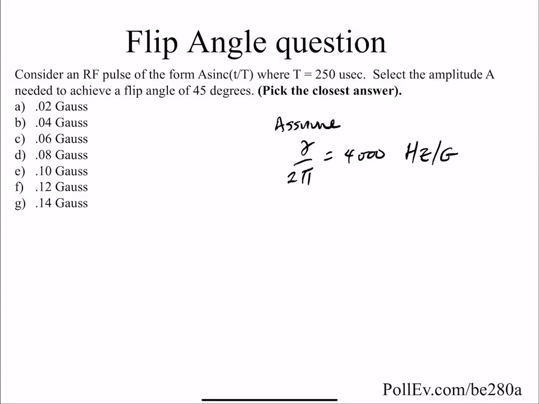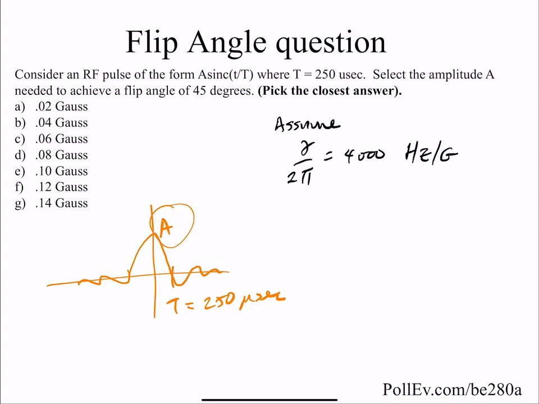So here's an example. We're going to try using Poll Everywhere today. This is the problem you have. You have an RF pulse of this form, A sinc(t/T), so it's going to look something like this, and T is equal to 250 microseconds. What's the amplitude that's going to give me a theta of 45 degrees?